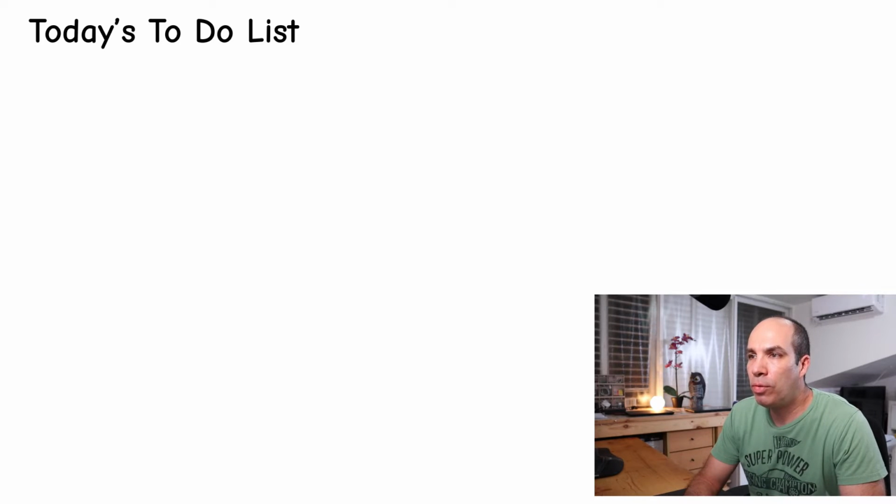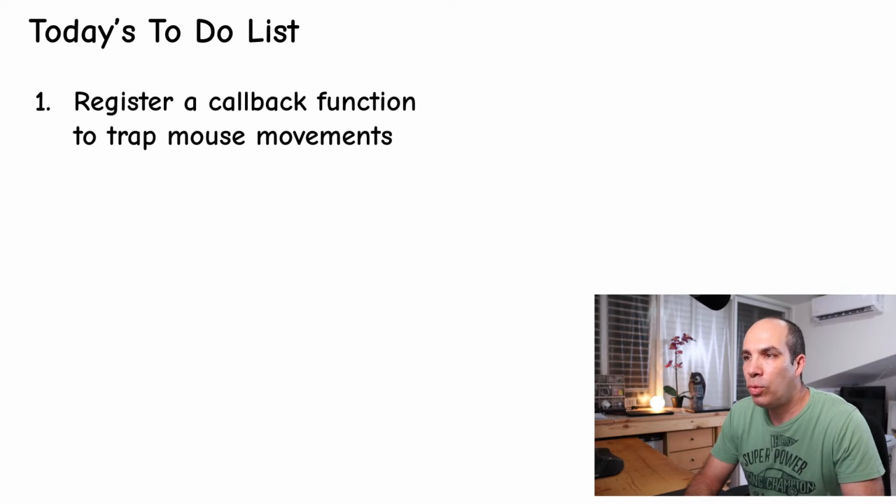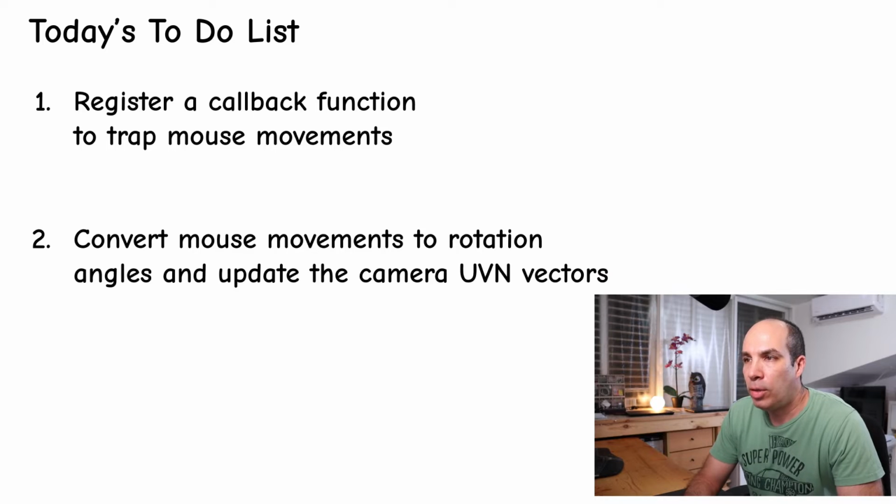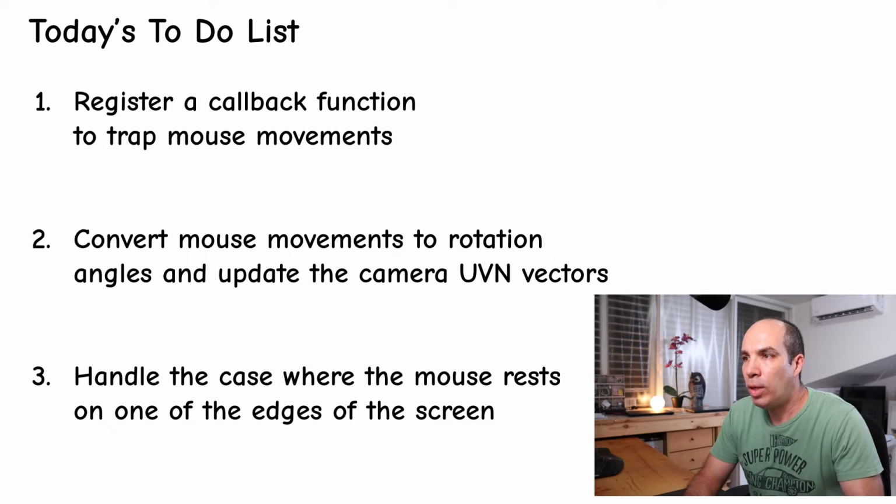We mainly need to do the following three things. We need to register a callback function to trap the movements of the mouse. In the callback function, we need to convert mouse movements into angles of rotations and update the camera vectors accordingly. And for that, we will use our new knowledge of quaternions. In the main render function, we need to handle the case where the mouse rests on one of the four edges of the screen, and in this case, update the target vector of the camera.